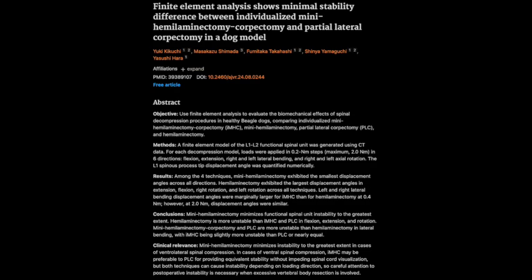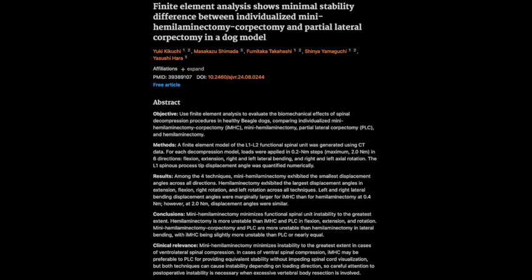The L1, L2 functional spinal unit, remind me what that is. That's the first and second lumbar vertebrae and the disc between them. Okay, so they have their digital spine. What do they do next? So they simulated each of those 4 surgical techniques on this model and then applied forces to the model in 6 different directions. Oh, wow. What were those? Flexion, extension, bending to the right and left, and then rotation to the right and left.